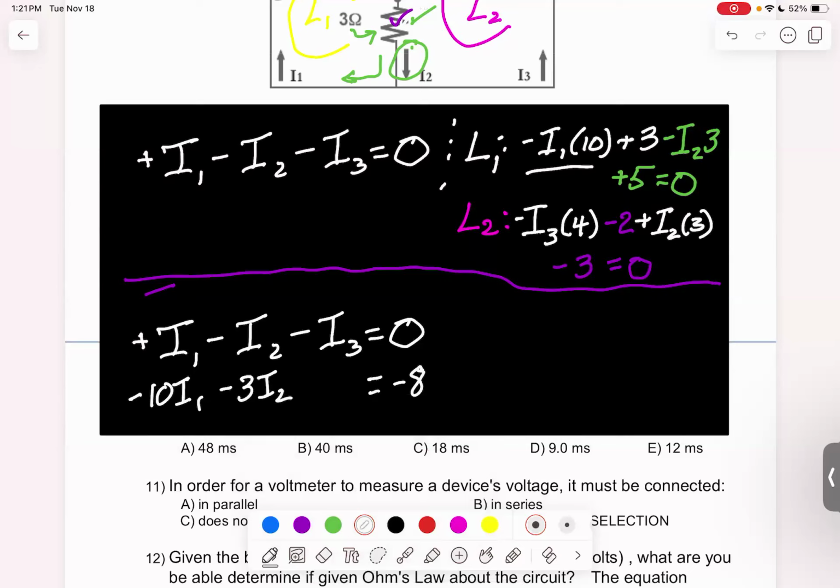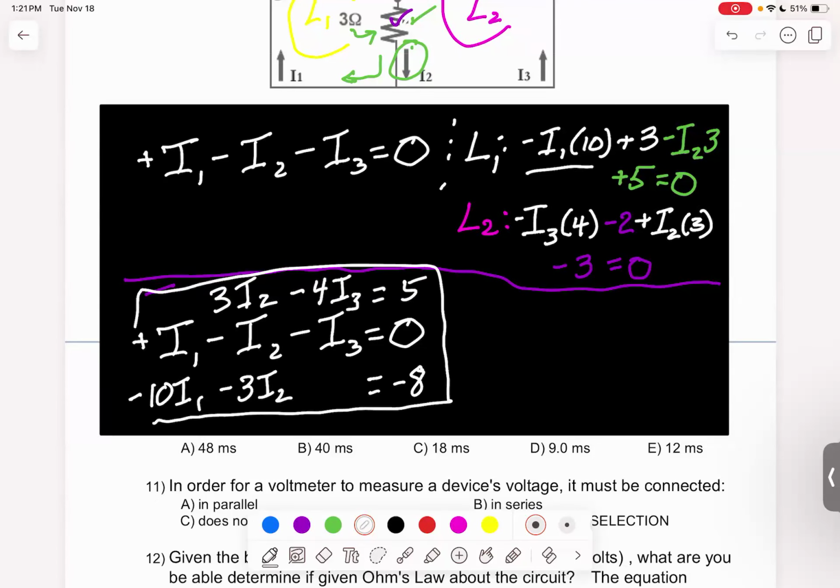And then finally, L2. L2, there is no I1 term. I2 term, I'm going to write it up above here, so bear with me. So we have 3 I2s. We have negative 4 I3s. And the constants add up to negative 5 on the left side, so 5 on the right side. Okay.